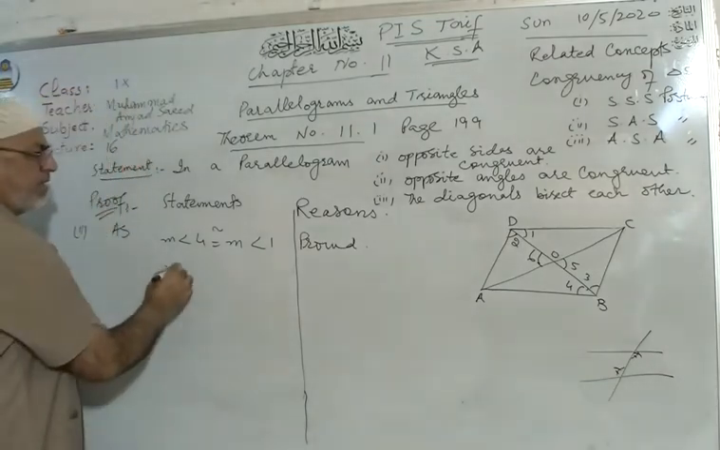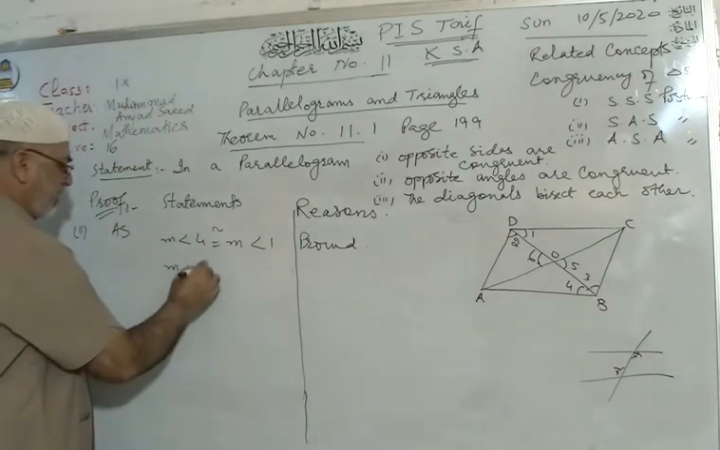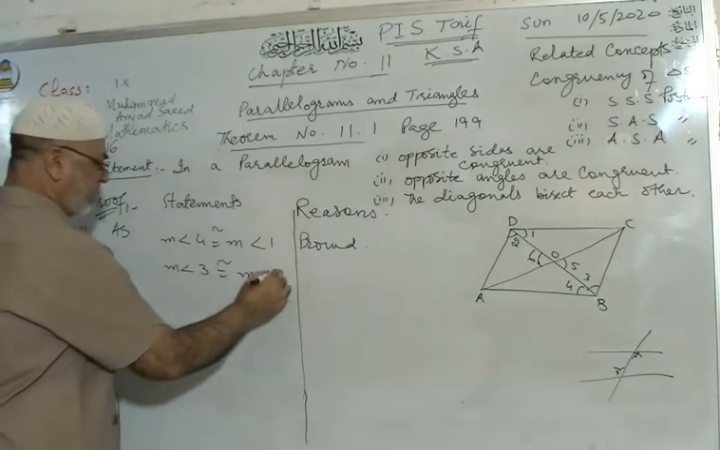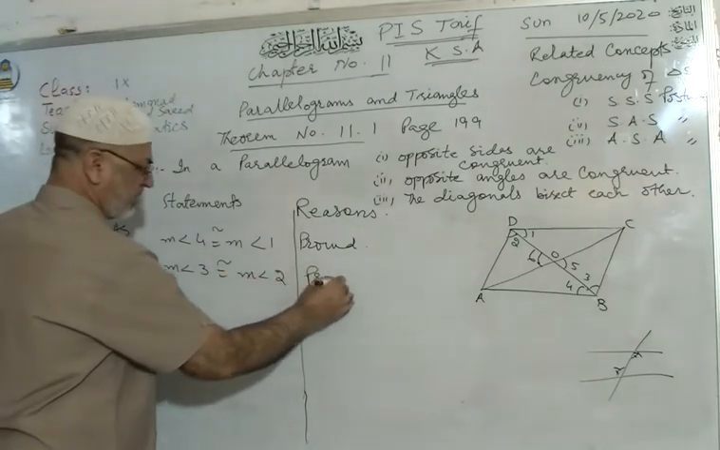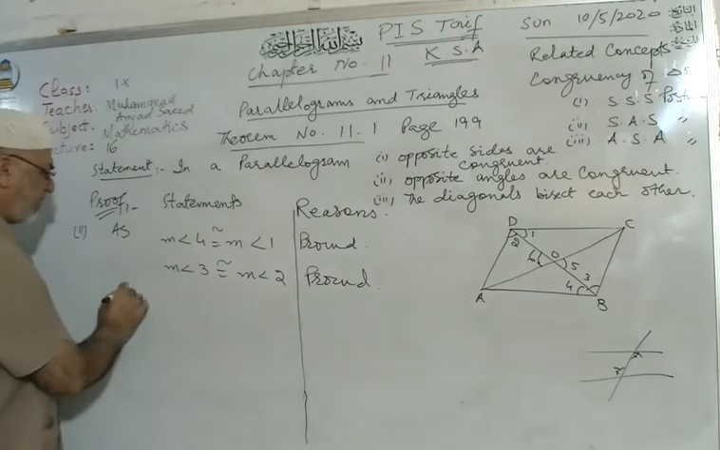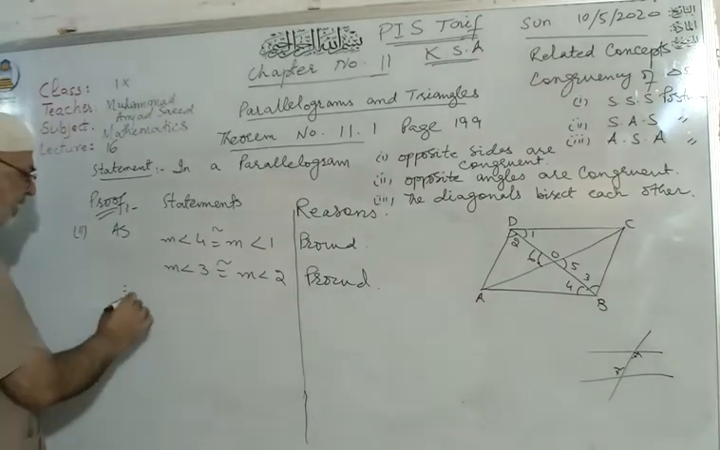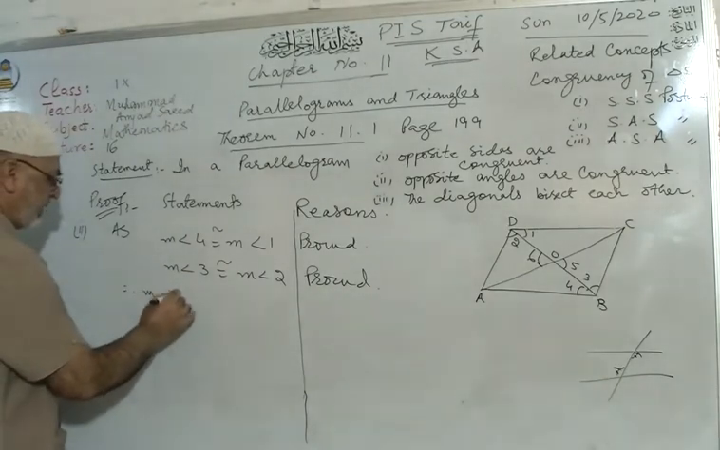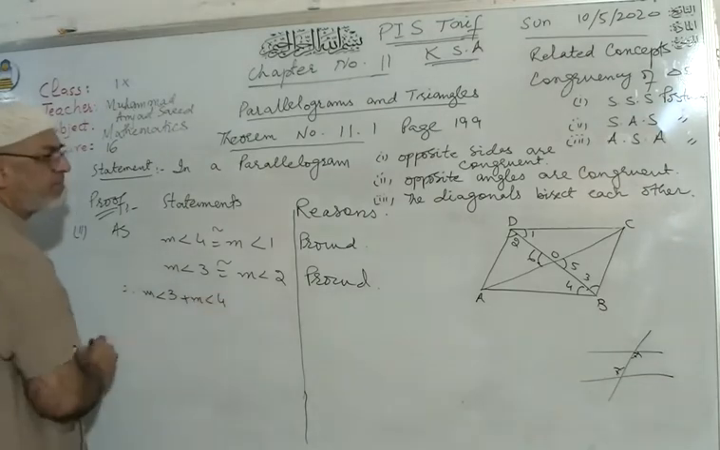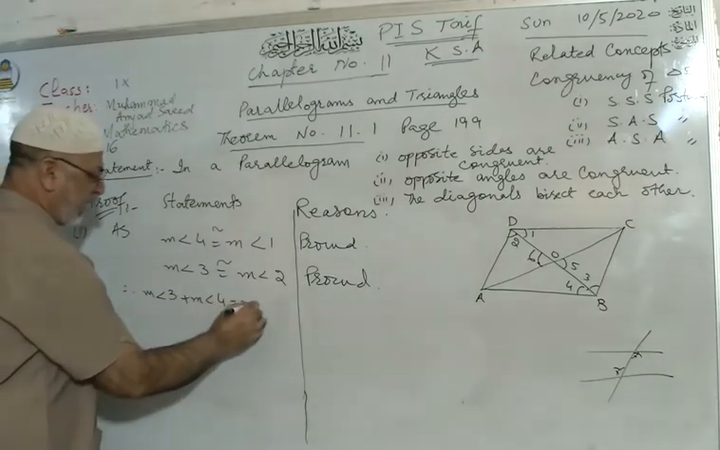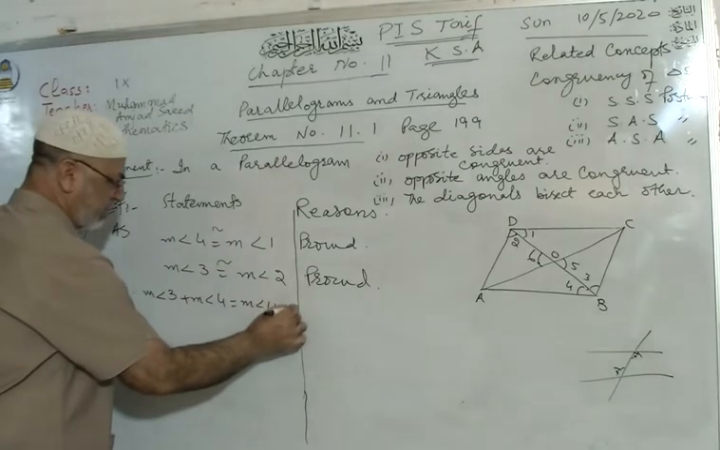And angle 3 is congruent to angle 2, proved. Therefore, angle 3 plus angle 4 is equal to angle 1 plus angle 2.